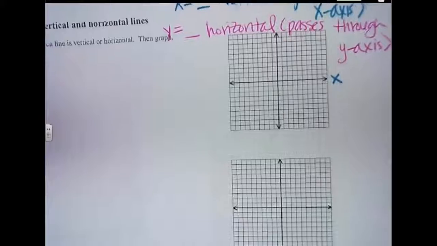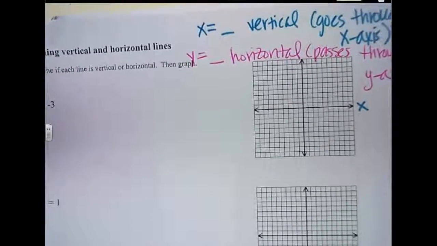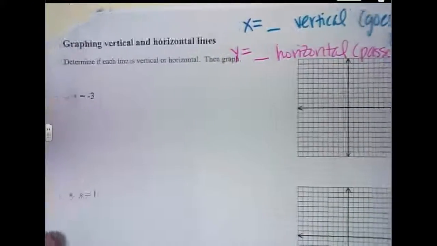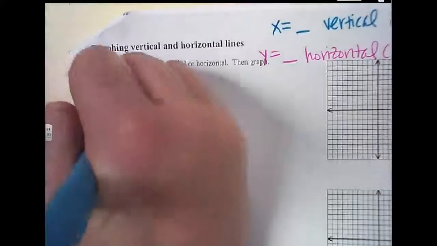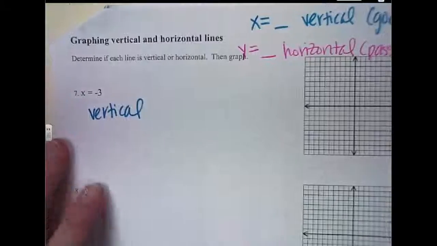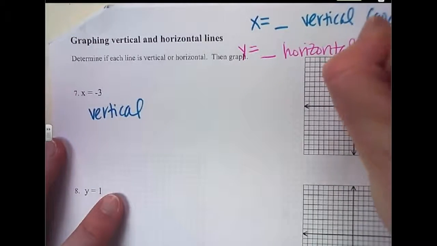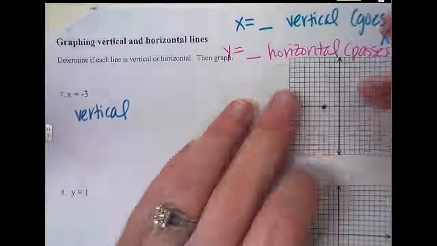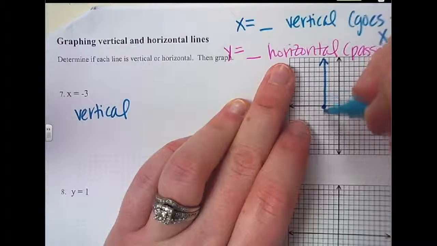So is number 7 vertical or horizontal? If it says x equals -3. Vertical. So at -3 on the x-axis, I'm going to put my point and just draw a straight vertical line.